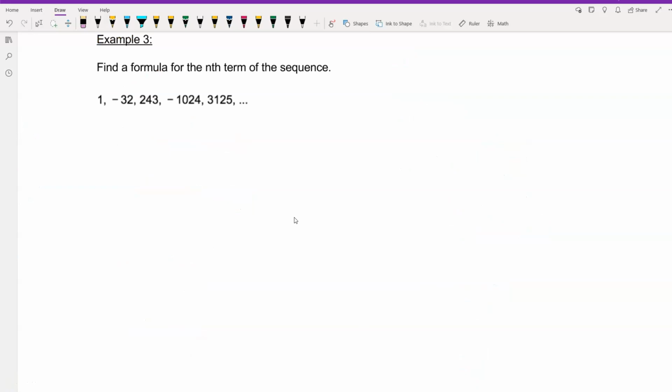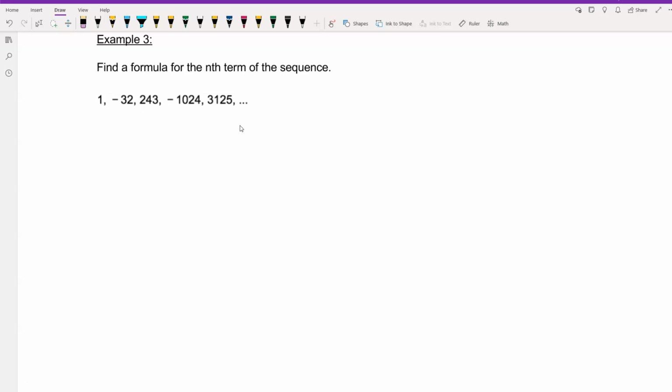Example: find a formula for the nth term of the sequence. What is given here is 1, negative 32, 243, negative 1024, positive 3125, and 3 dots. What that means is we have an infinite sequence. An infinite sequence of numbers is a function whose domain is the set of positive integers.